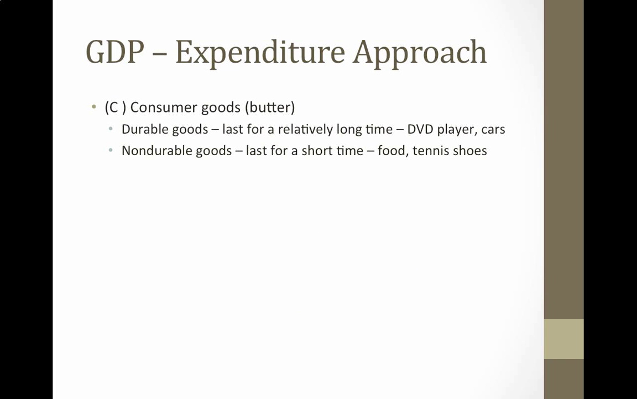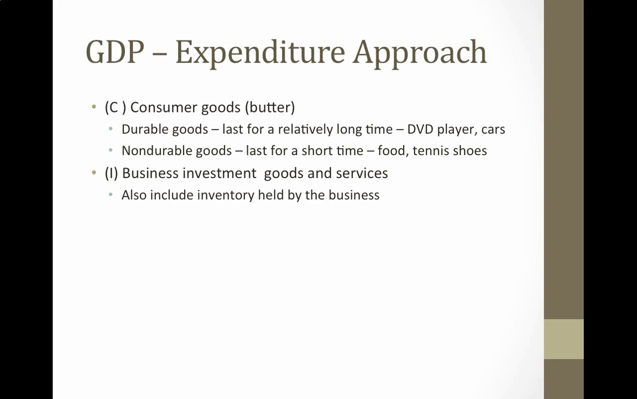There are a couple ways to calculate gross domestic product. We're only going to look at one of them, the expenditure approach. We're going to count consumer goods that are produced, two different types: durable, which means they last for a long time, CD players, cars, refrigerators, things like that, and non-durable, which last a short time. Most obvious one is food. Business investments, what they're producing or what they're purchasing, and that's also including the inventory that they're holding.